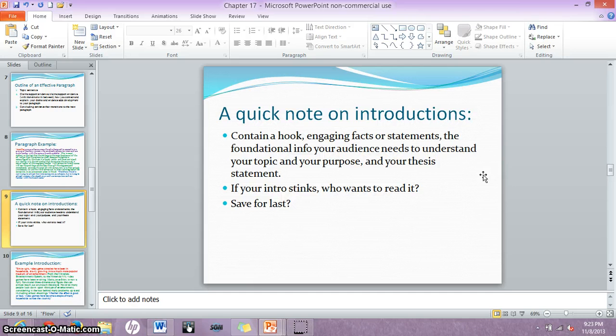And then you want to give some foundational information that your audience needs, titles, for example, or authors or people, any really important stuff that they need to know needs to be in there. And then your thesis statement. Your topic and your purpose and that foundational info can be completely grouped in with your thesis statement. It just depends on what you're doing and what you want to do.